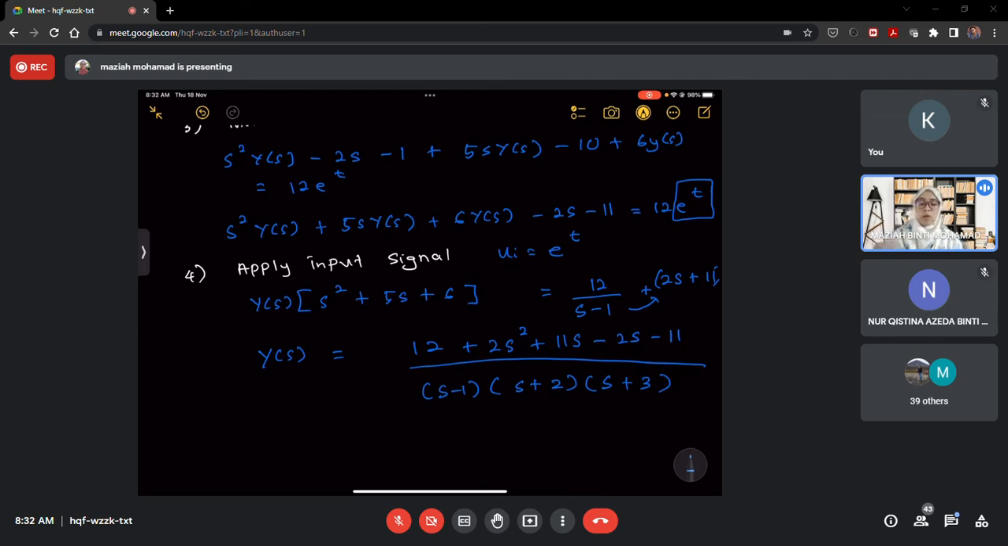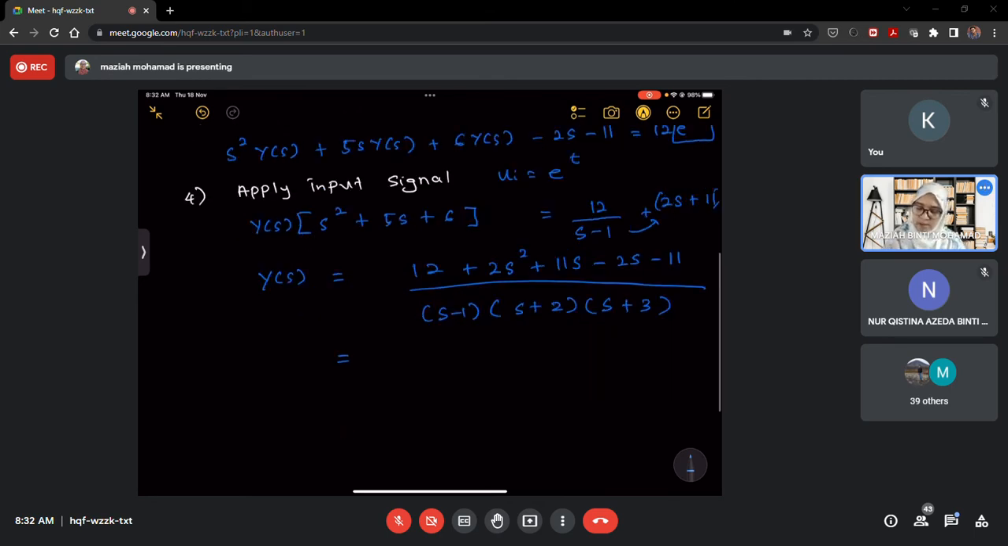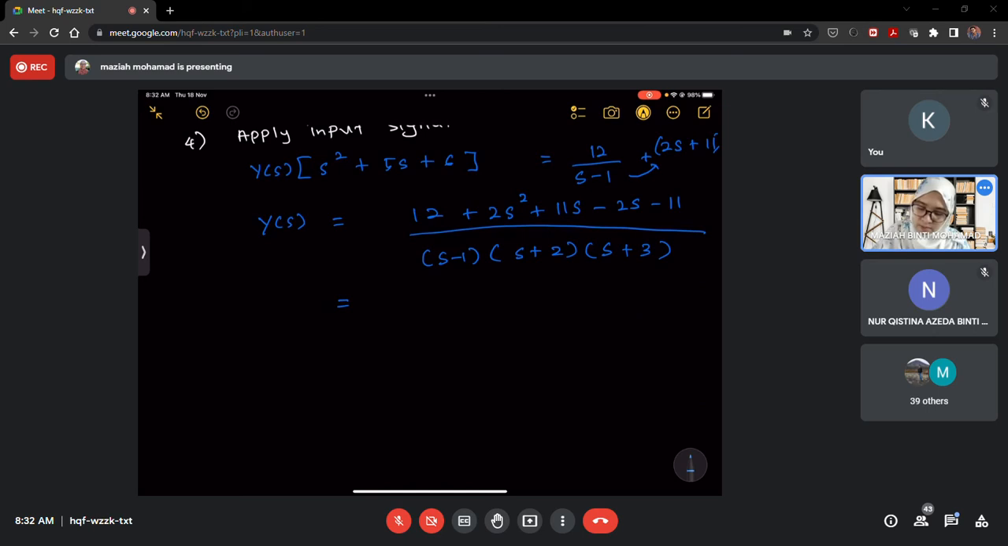Okay, so if we can factorize the polynomial function, then we should factorize it. So therefore our equation will become 2s squared plus s minus 2, 11 minus 2 is plus 9s, and then 12 minus 11 is plus 1, divided by s minus 1, s plus 2, s plus 3.